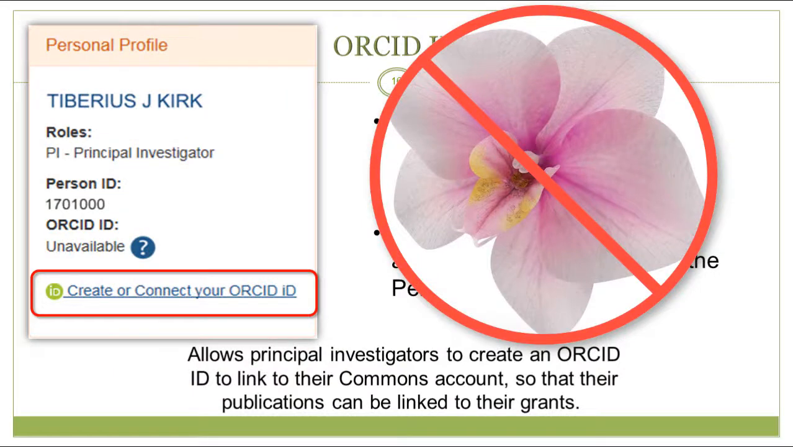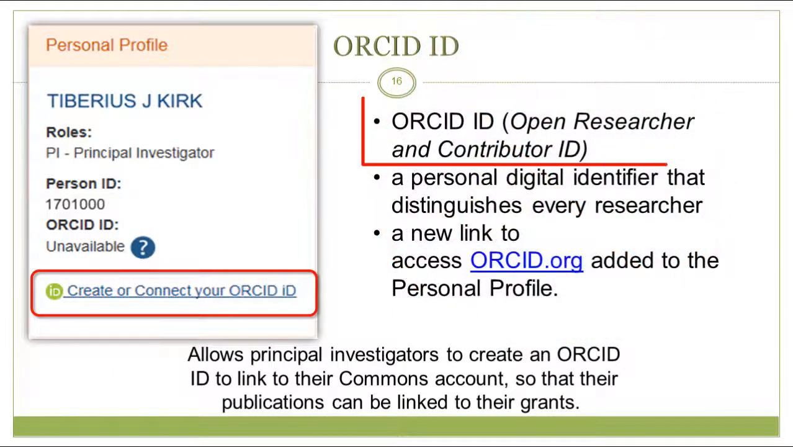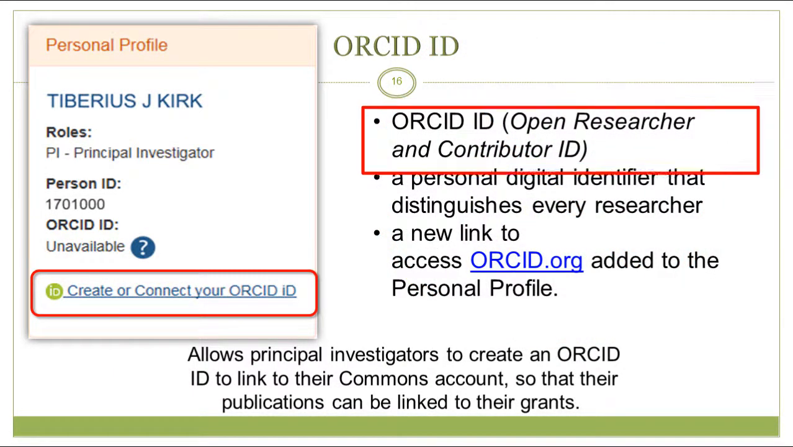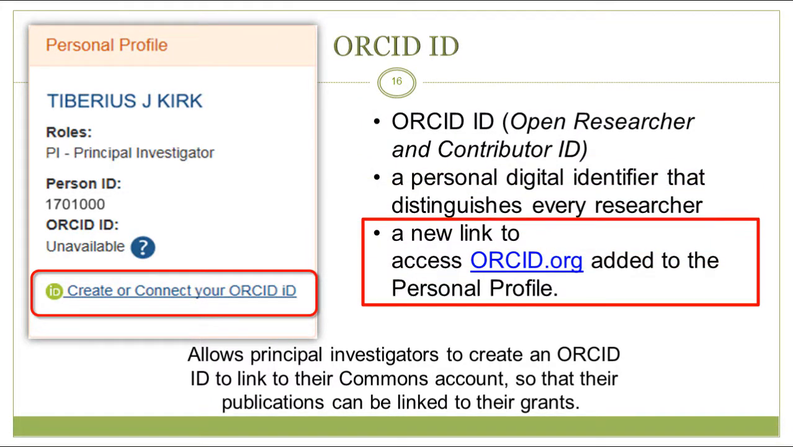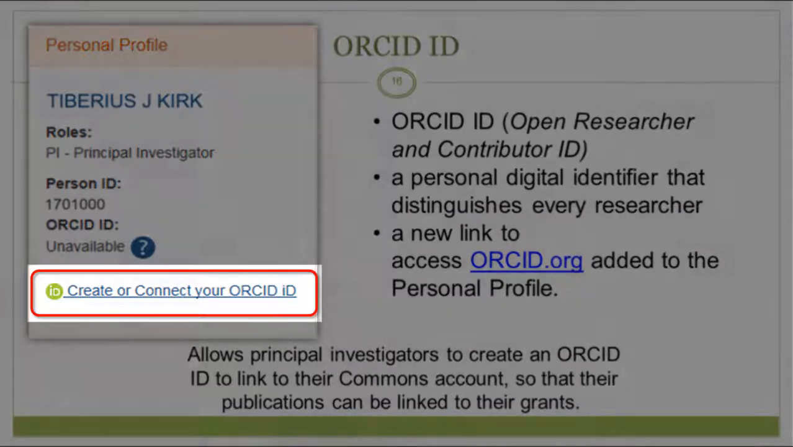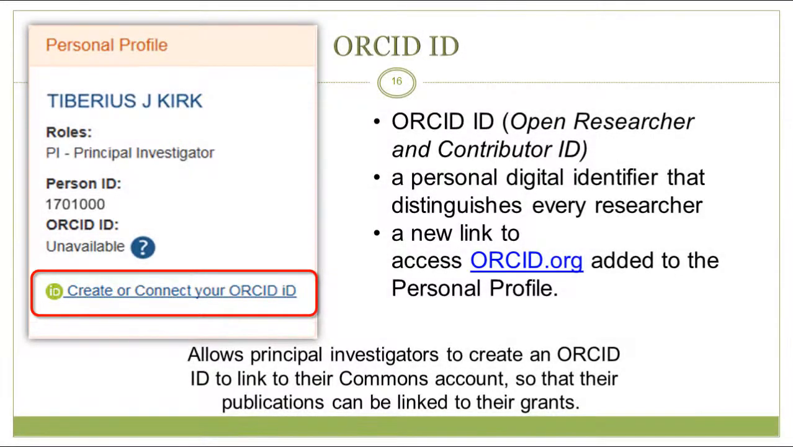Let's talk about ORCID, not the flower, but the Open Researcher and Contributor ID. This is the personal identifier that distinguishes every researcher. It is obtained by access to orcid.org and can be added to your personal profile. We have highlighted in red the link. This link nicely allows you to go straight from your personal profile into either creating a new ORCID ID or connecting your current one. All you need to do is follow the instructions.